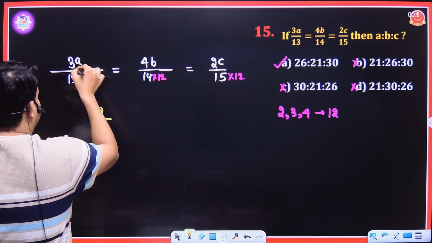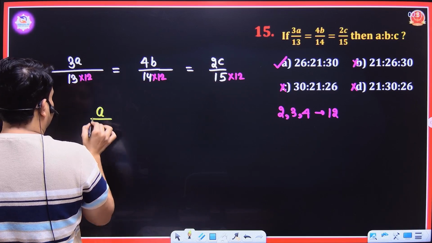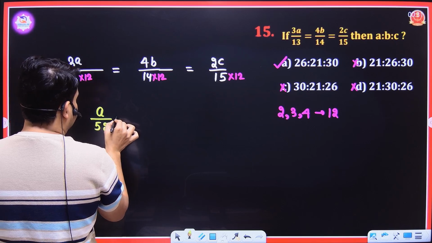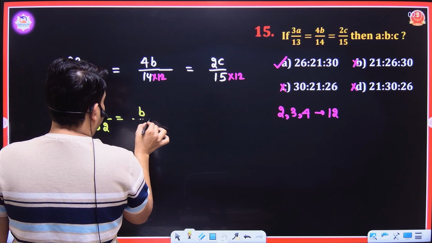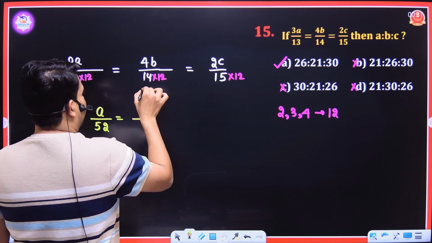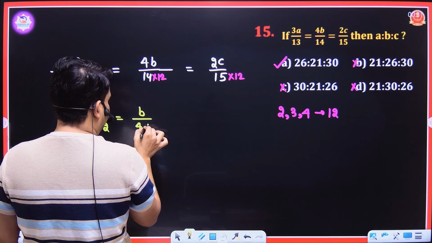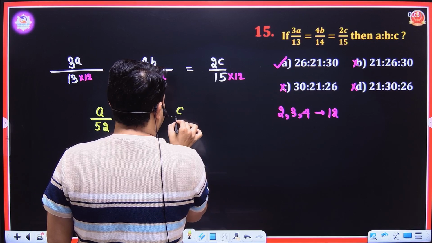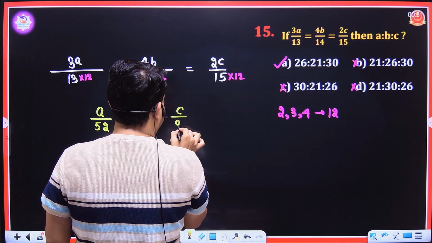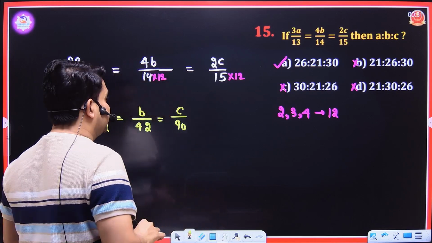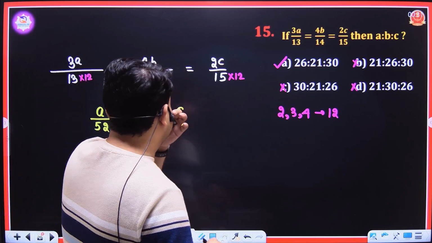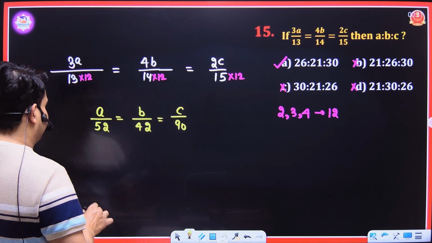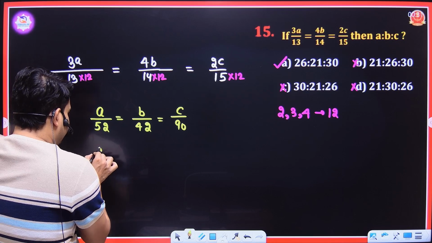Upon 3, 4, 3, 1, 3, 4, 1. What we have, 52 here is equal to B upon 4, 3, 1, 4, 3, 1, 42 is equal to 2, 6, 1 and 15, 6, 1, 90. So what we have, 26, 21 and 30, 26, 21 and 60. That's why this option is incorrect. We have, that's why I'm solving this.